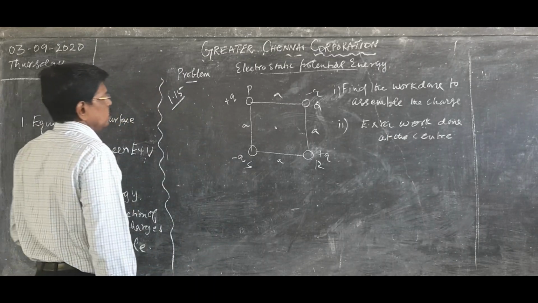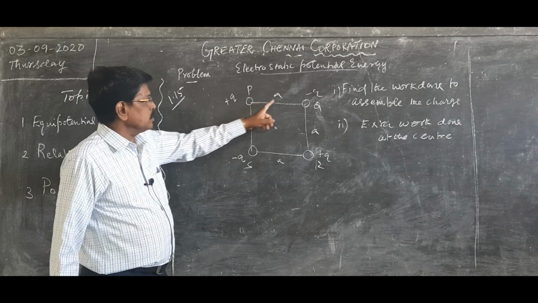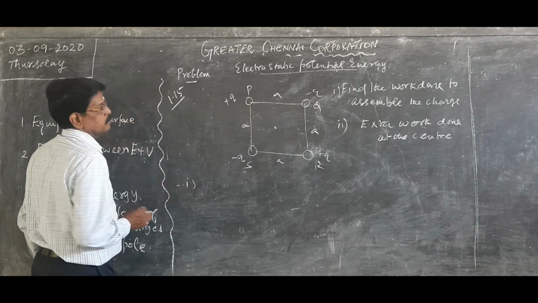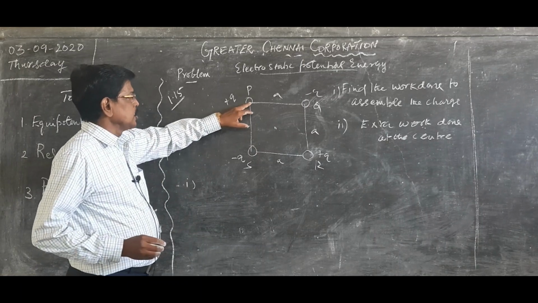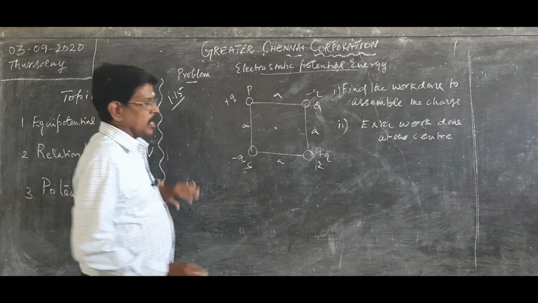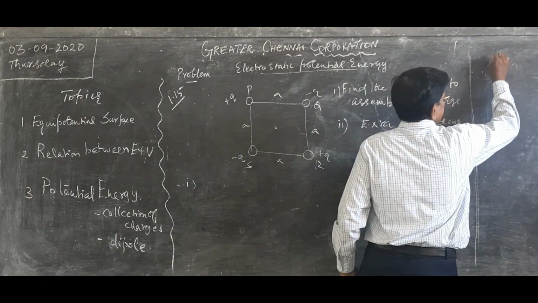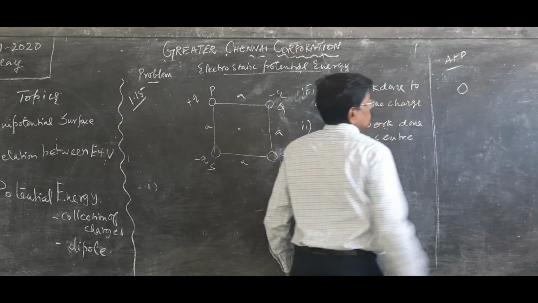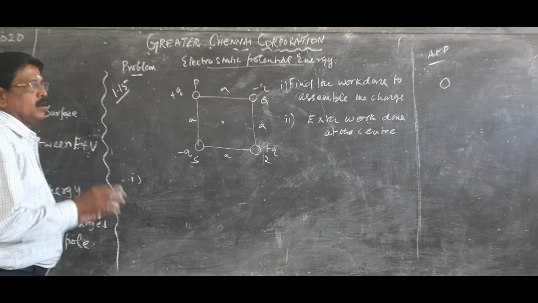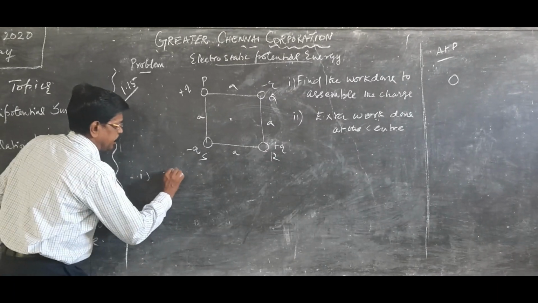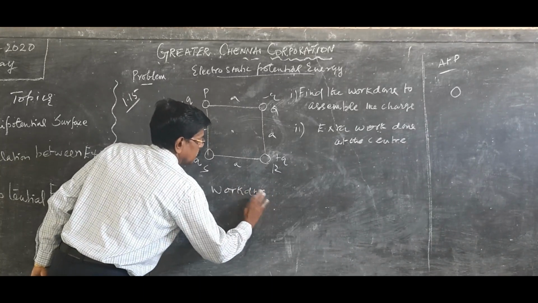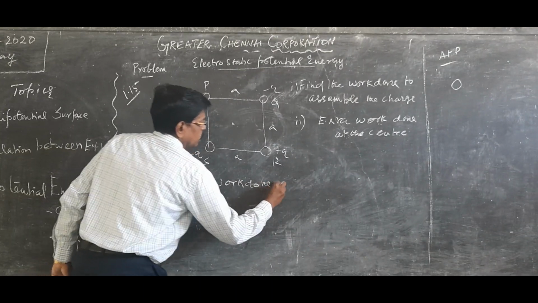Now, let us assume the corners are P, Q, R, S. In the first case, the charge plus q is placed at P. Assume that only this charge is placed at P and no other charges are in the vicinity. So, what is the work done? There is no potential, so the work done at P is equal to 0.